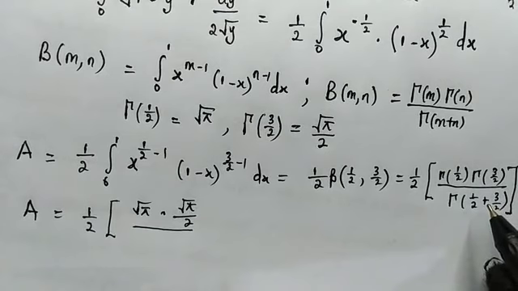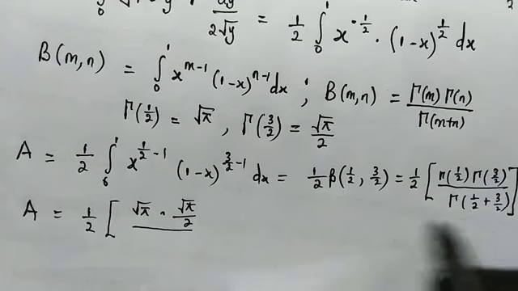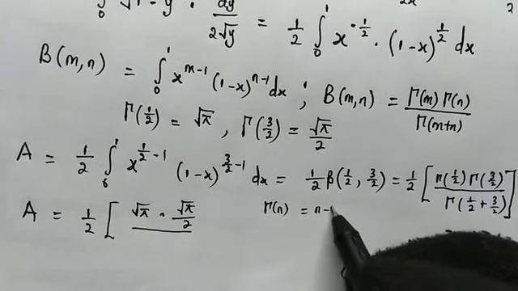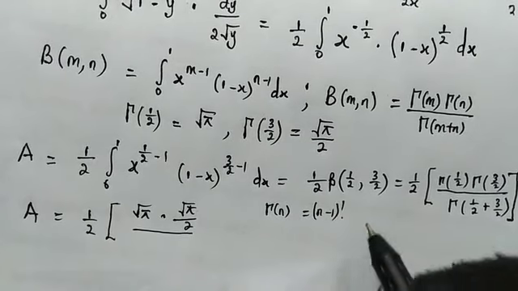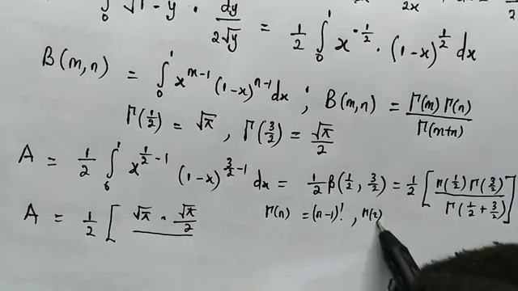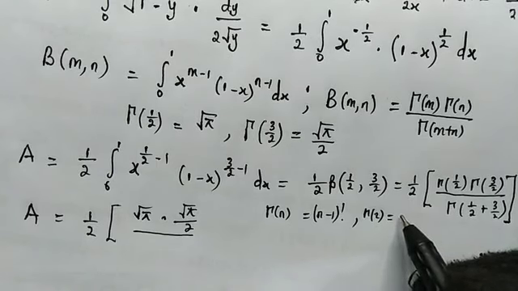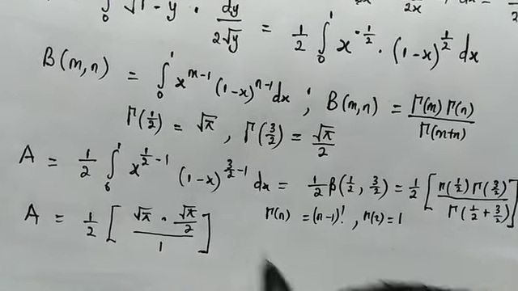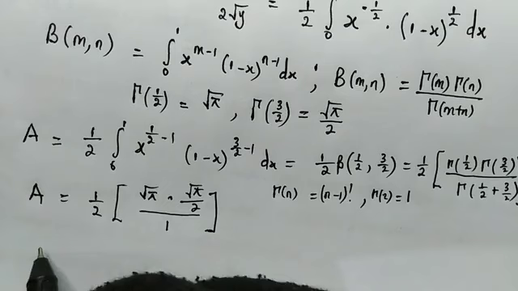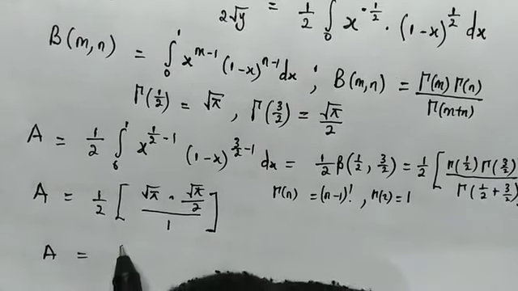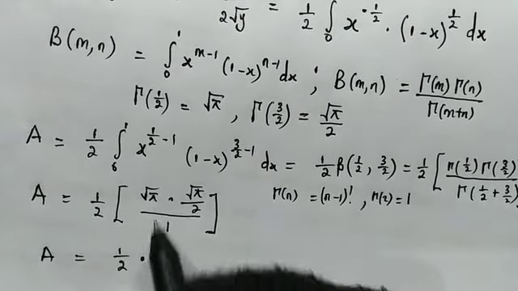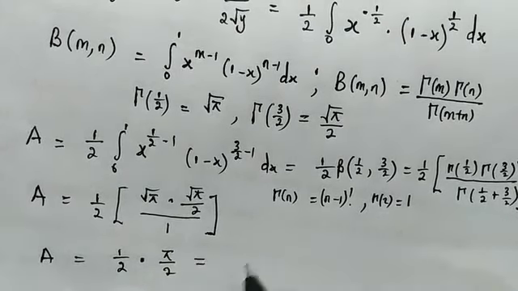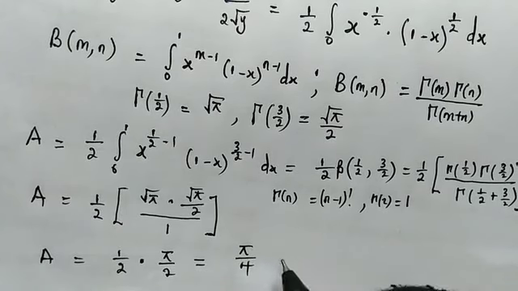The gamma of 2 is equal to 2 minus 1 factorial. We know this: gamma of n is equal to n minus 1 factorial, right? So therefore, gamma of 2 is equal to 2 minus 1 factorial, which is 1 factorial, which is 1. So here we have this over 1. So we can see from here, a is equal to 1 over 2 multiplied by square root of pi times square root of pi is pi, then divided by 2, which is equal to pi over 4.